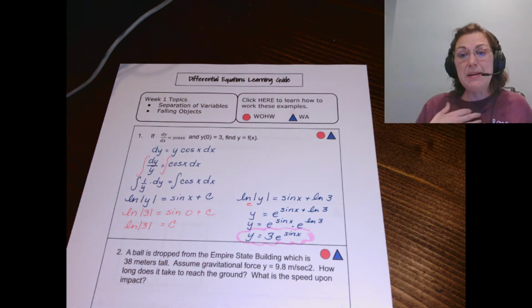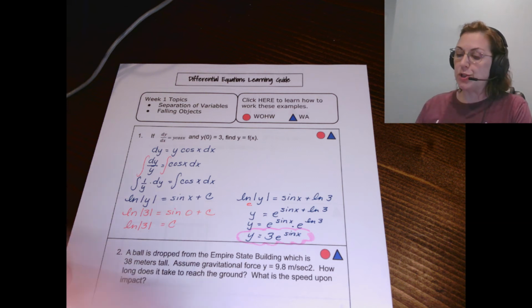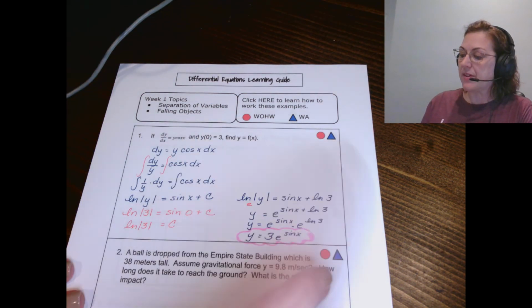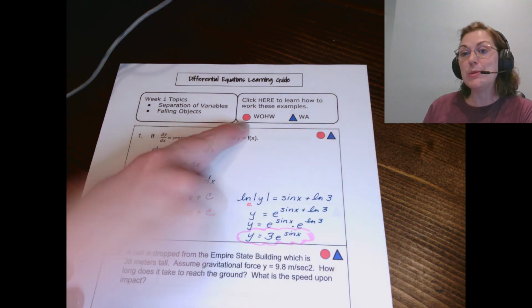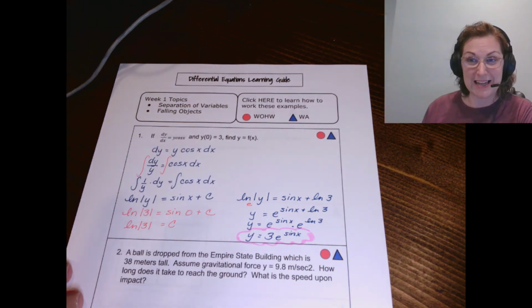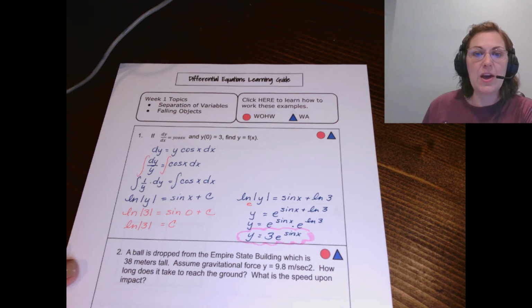Now, if you are in my section of differential equations, you'll notice my coding here to let you know which assignments in the class those examples are going to help you with. I hope that helps, just a little bit of coding there.